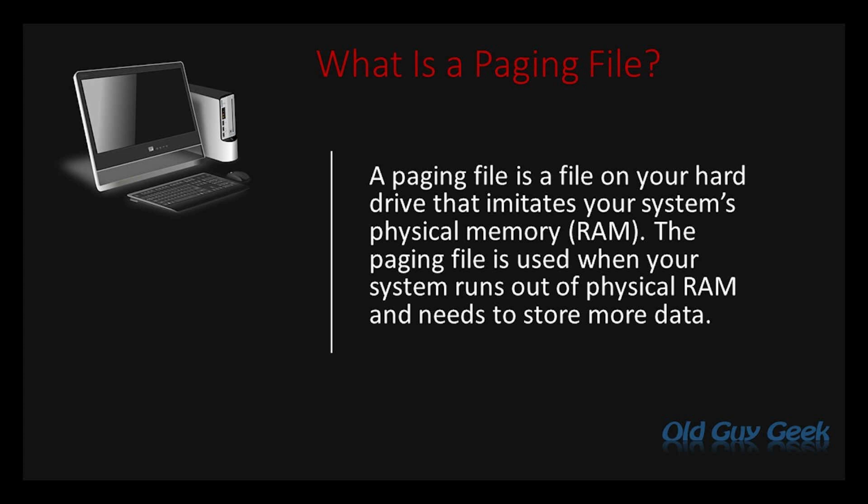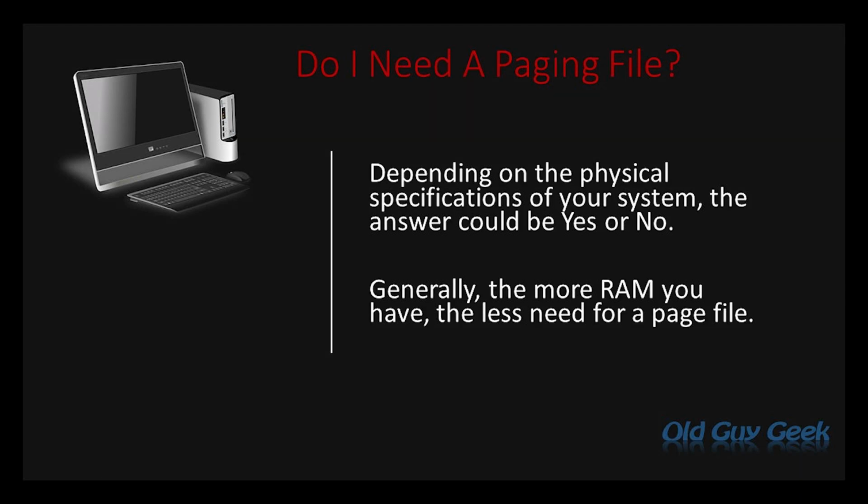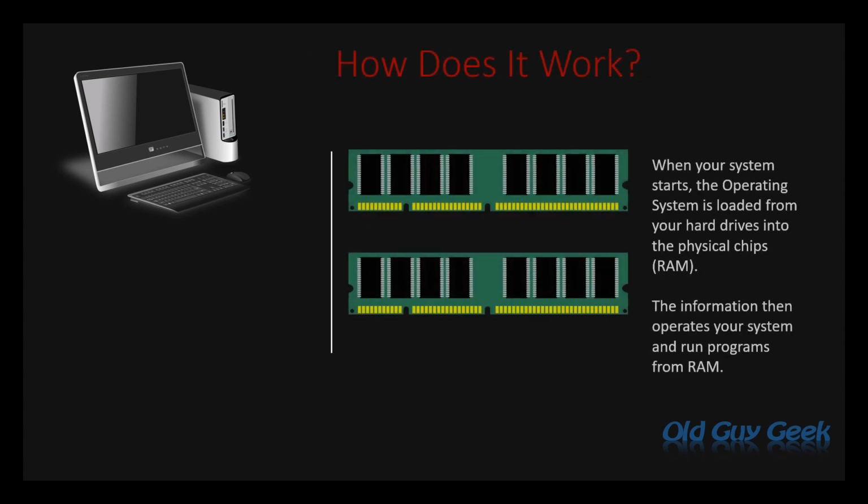A paging file is a file on your hard drive that imitates your system's physical memory, RAM. The paging file is used when your system runs out of physical RAM and needs to store more data. Now, the first question we need to ask is, do you need this paging file? Depending upon the physical specifications of your system, the answer could be yes or no. Generally speaking, the more RAM you have, the less need for a page file.